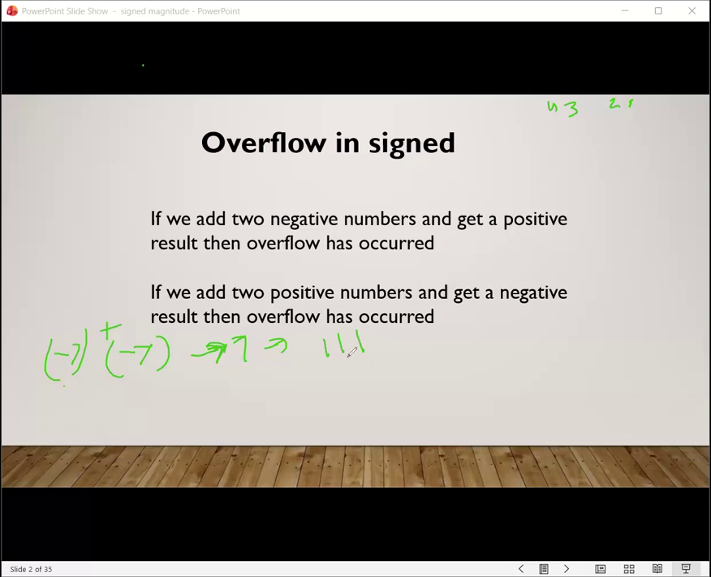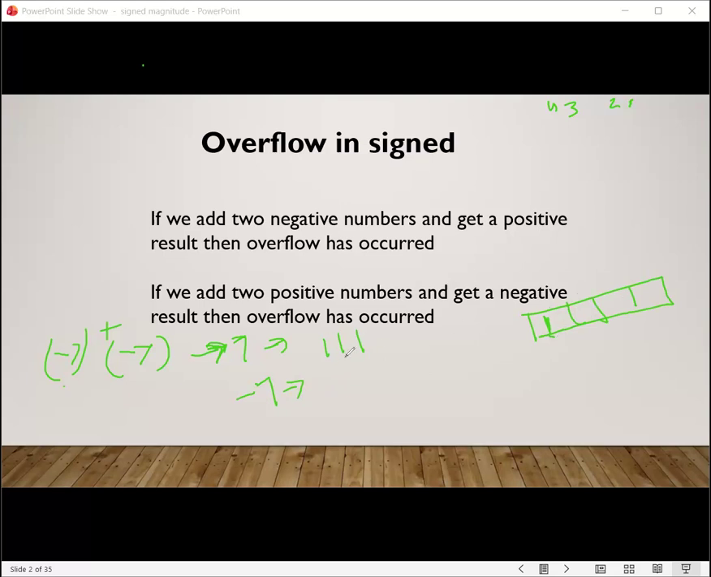Positive 7 is actually 0, 1, 1, 1. So to write -7, what do we do? We find the 2's complement of -7. Right. So 2's complement means we have to write in 4-bit. That is, 1 bit we have to keep for the sign. So since this is -7, we write 1 here.